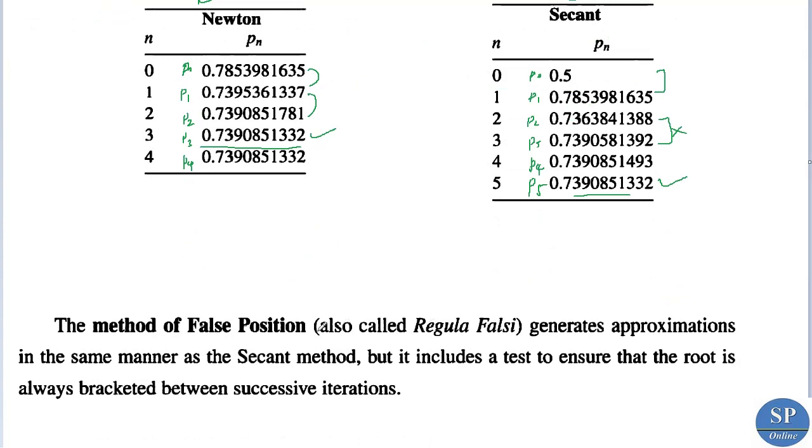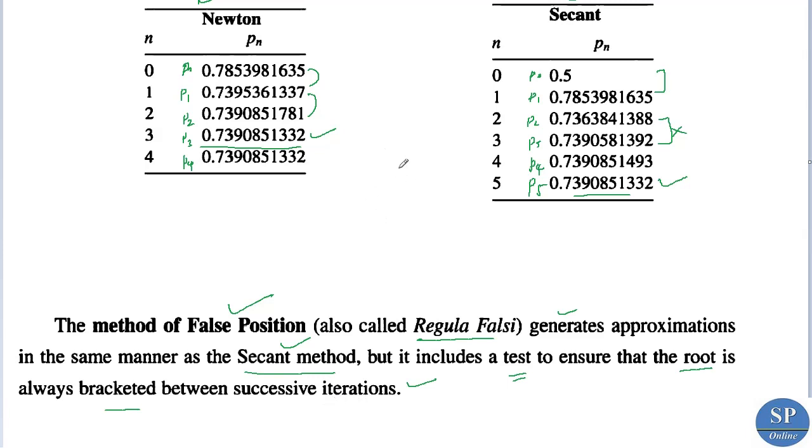Now the method of false position, also called regula falsi, generates approximations in the same manner as that of secant method, but it includes a test to ensure that the root is always bracketed between successive approximations. That is, the method of finding the approximate root of the equation by method of false position is same as the secant method, but in regula falsi method or method of false position, it includes a test to ensure that the root always lies between the successive approximated roots.